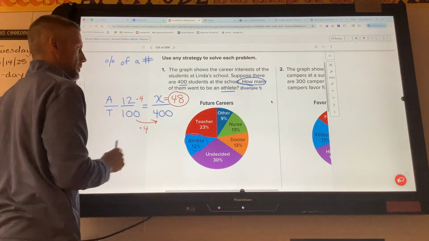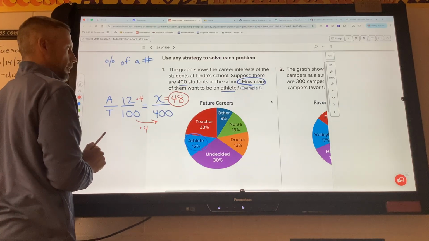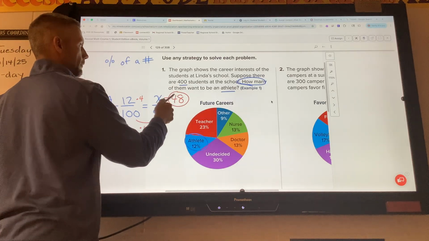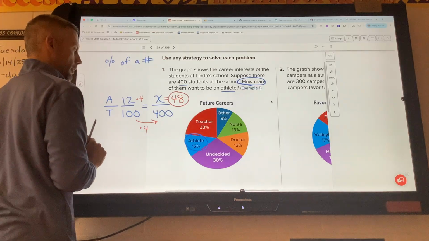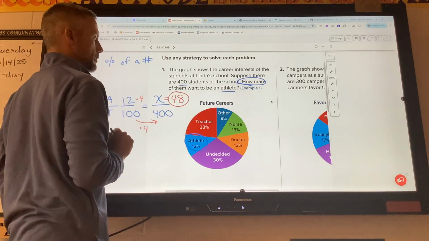So we would make a prediction that out of the 400 students in the school, if 12% want to be an athlete, 48 would be 12% of 400. So we would write 48 students want to be an athlete.